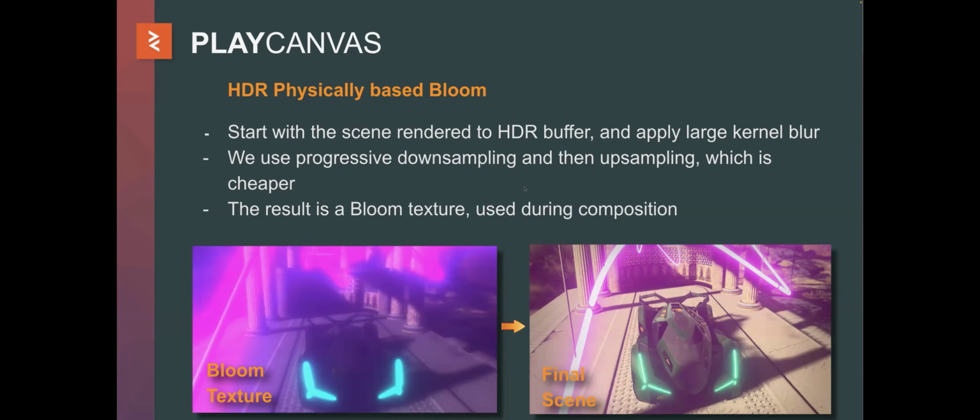Then the bloom, a fairly typical implementation of physically based bloom. First, we render the scene into an HDR buffer, and then we need to apply a large blur to it to spread out the highlights. We use progressive downsampling and upsampling, which is multi-render pass, but is a lot cheaper than a large kernel blur for the same quality. So as you see on the left side, we have the blur texture that's generated, and on the right is the blur texture composed on top of the scene.